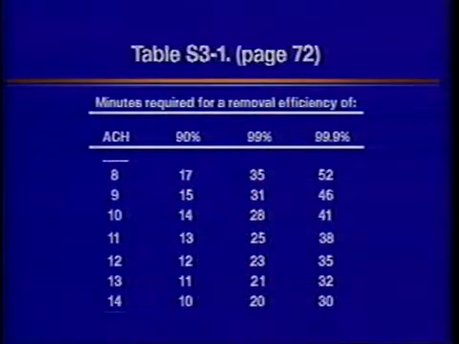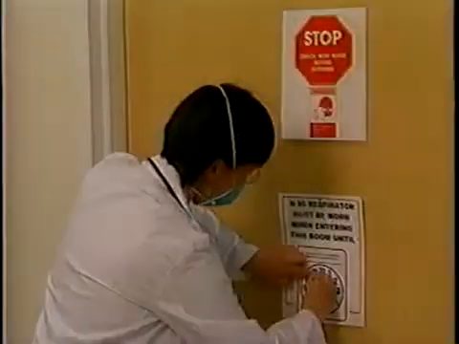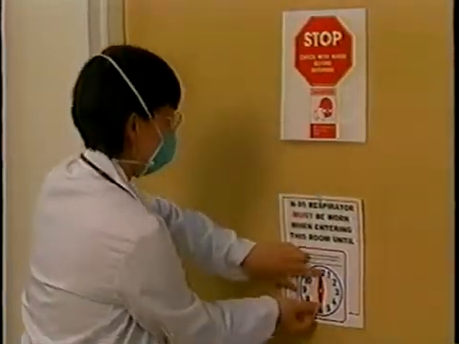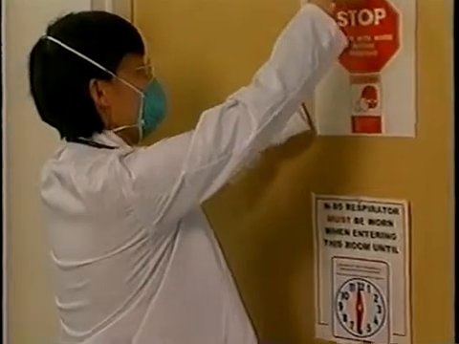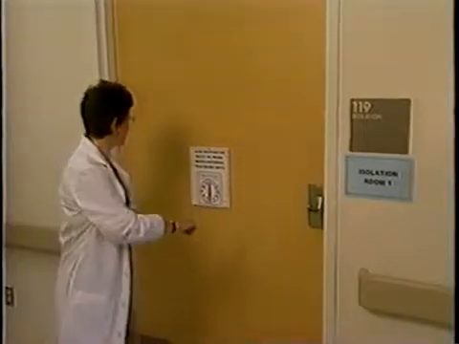Let's do an example. For a room with a ventilation rate of 12 ACH, the table indicates 23 minutes for a removal efficiency of 99%. Multiply this by an assumed mixing factor of 3 for a required clearance time of 69 minutes. Finally, it is important to make sure that all employees know when the room is safe to enter. This can be done by placing a sign on the door indicating when the clearance time is over.